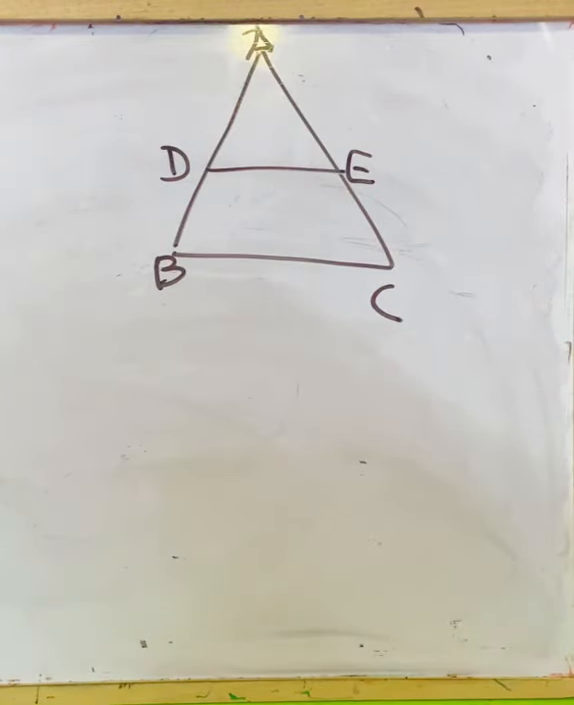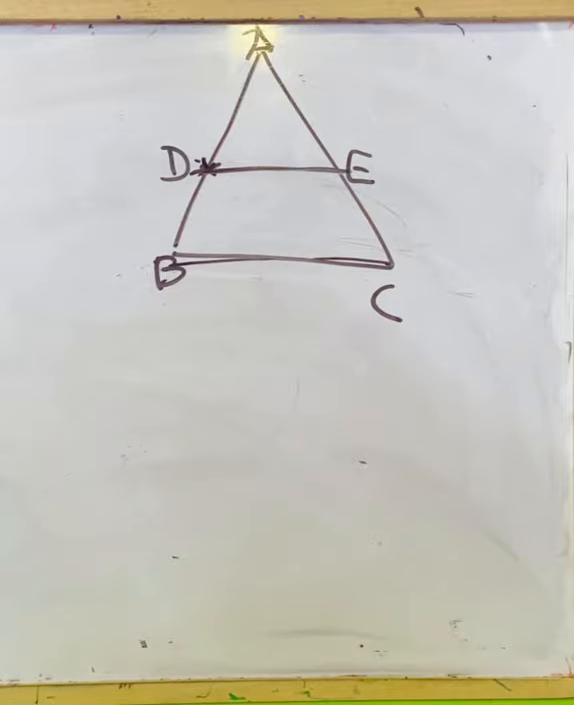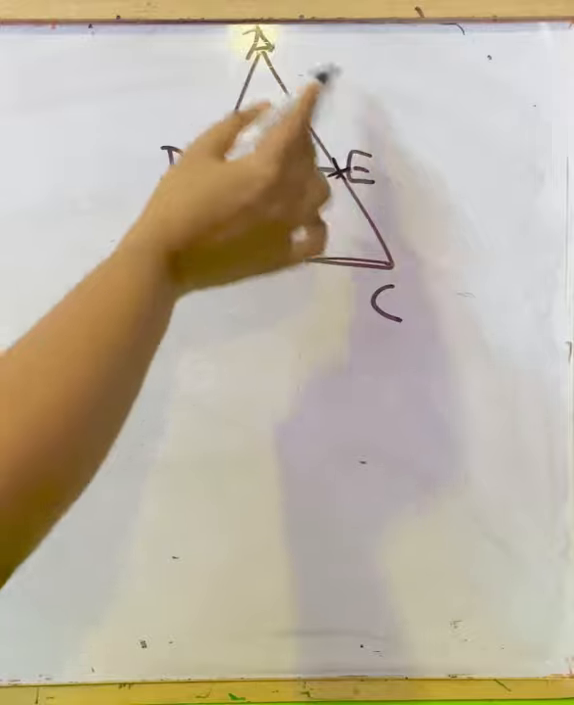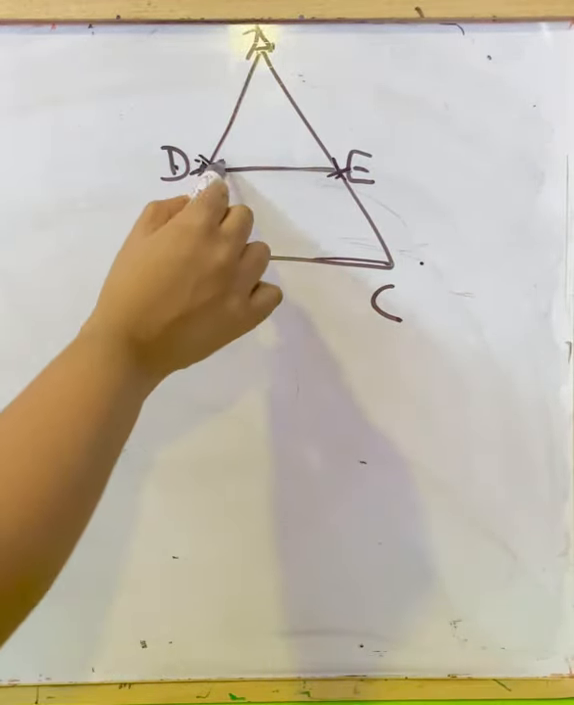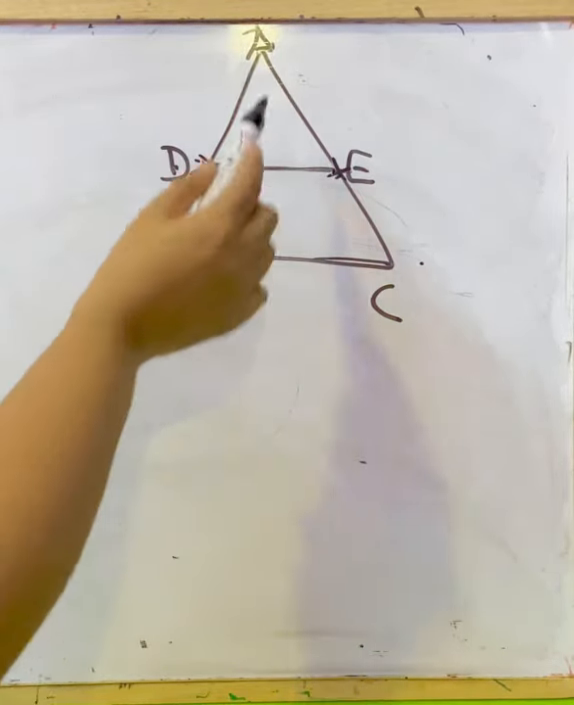Next question. Using the basic proportionality theorem, prove that a line drawn through the midpoint of one side of a triangle parallel to another side bisects the third side. That is, here we have to prove that this is the midpoint. It is given in the question. Also, it is given that DE is parallel to BC. Now we have to prove that if D is the midpoint, then E will be the midpoint of this side. DE parallel to BC is given in the question. D is the midpoint. It is also given in the question. We have to prove E is the midpoint of AC.